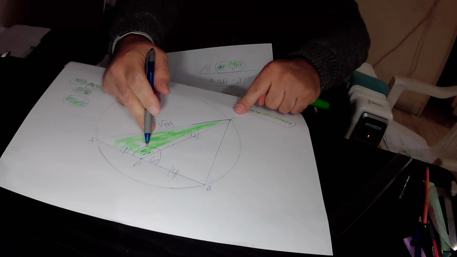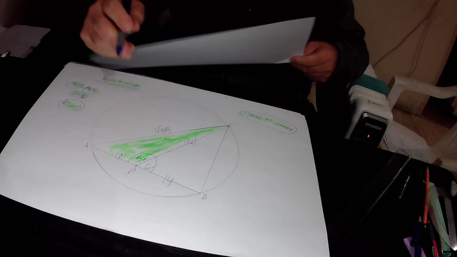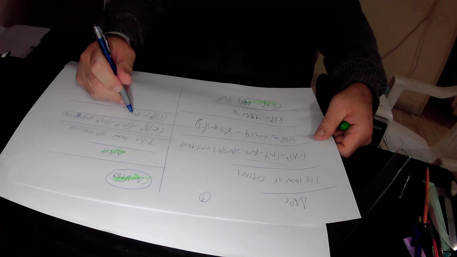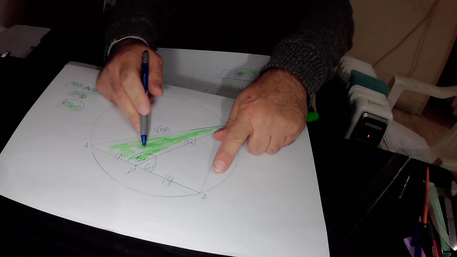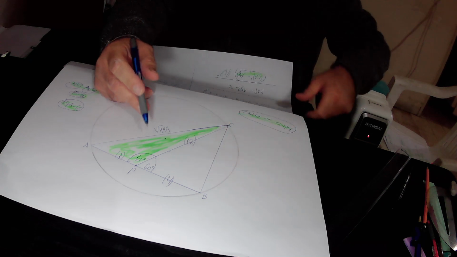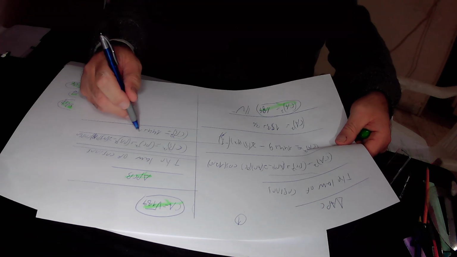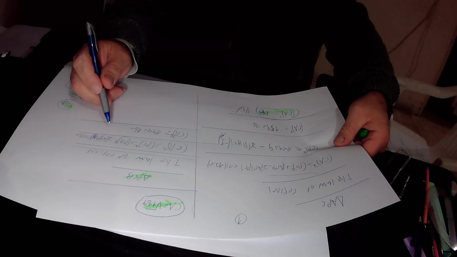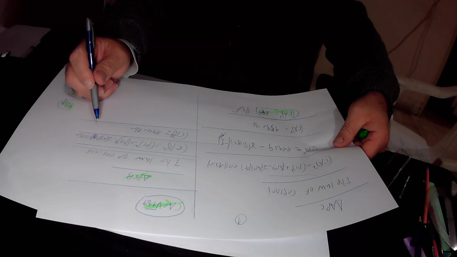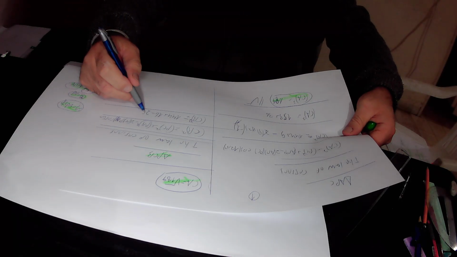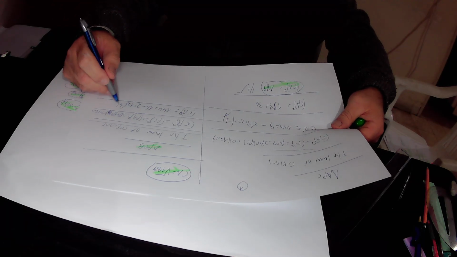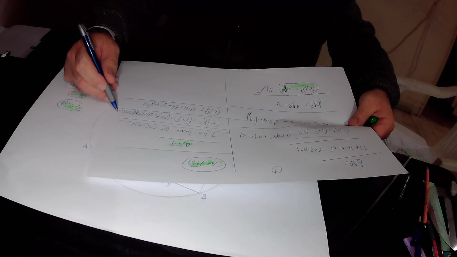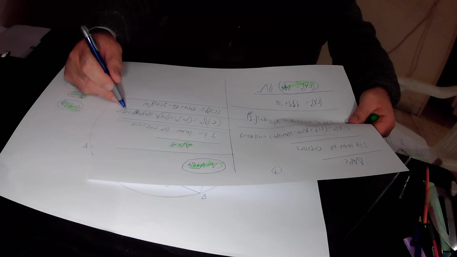PC is 12, therefore PC squared is 12 squared, that is 144. Plus PB squared. PB is 4, therefore PB squared is 4 squared, that is 16. Minus 2 times PC times PB times cosine 60 degrees. So it is minus 2 times PC is 12 times PB is 4 times cosine 60 degrees. Cosine 60 degrees is 1/2.